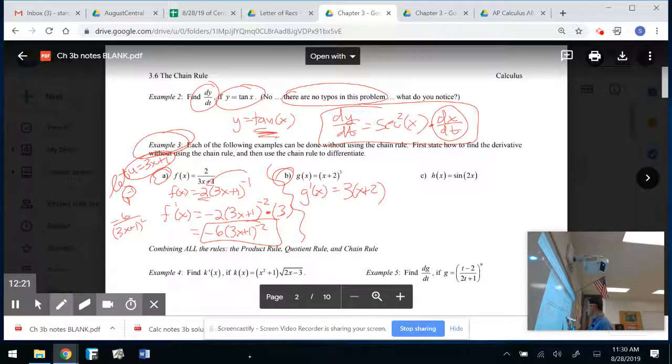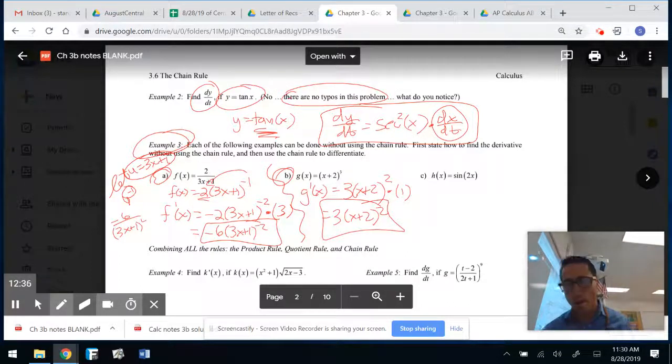3 minus 1 is 2, right? Then I have to take the derivative of the inside. Oh, that's just 1. So it'd be 3 times the quantity x plus 2 squared. Okay, and maybe on the AP, if it was a multiple choice, you might have to expand that, distribute the 3 in there, and then you would be done. Okay, let's take a look at the next one.